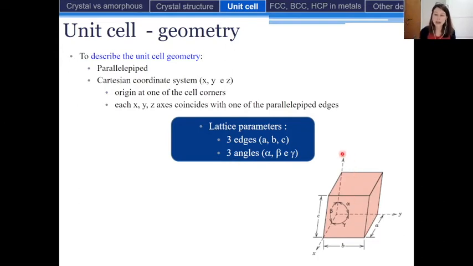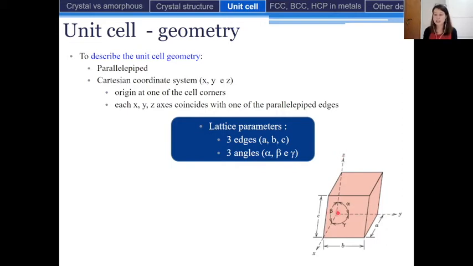So basically, if I represent this unit cell, let's say that it is a unit cell of my material. To describe this unit cell, I will use this parallelepiped. As you can see, this parallelepiped has 6 faces, with 2 faces parallel. On this side, 2 of them are parallel and 2 of them are parallel. That's why we call it a parallelepiped. And we use a Cartesian coordinate system. As you can see, we have the X, Y and Z axis.